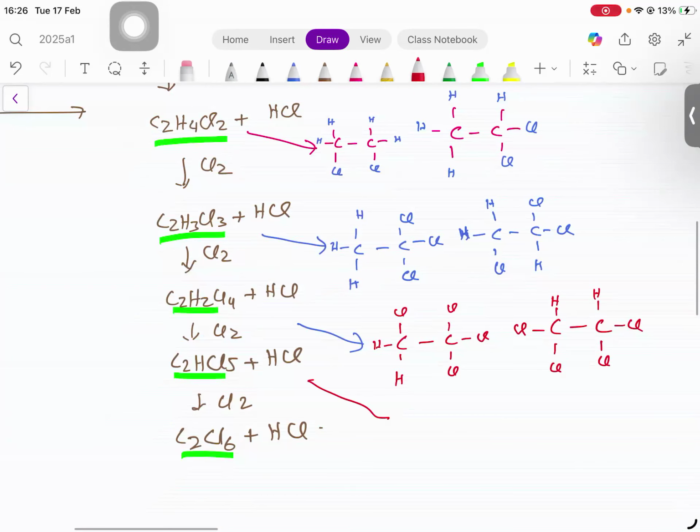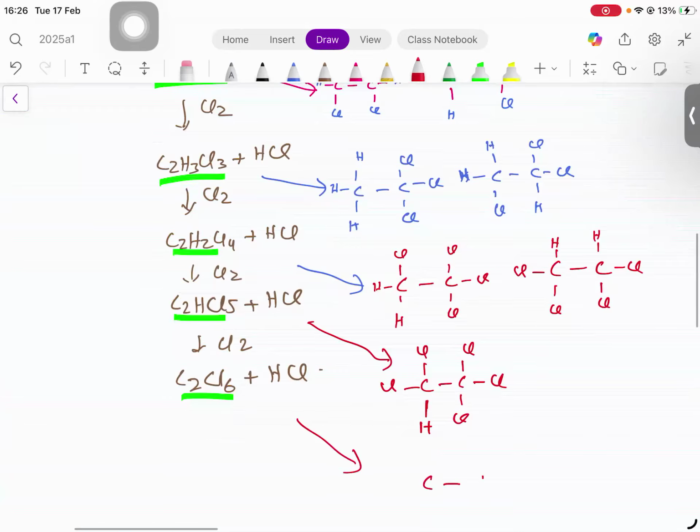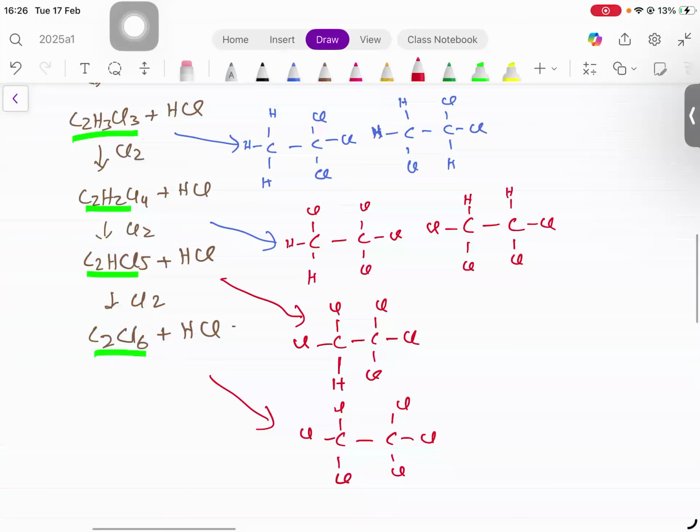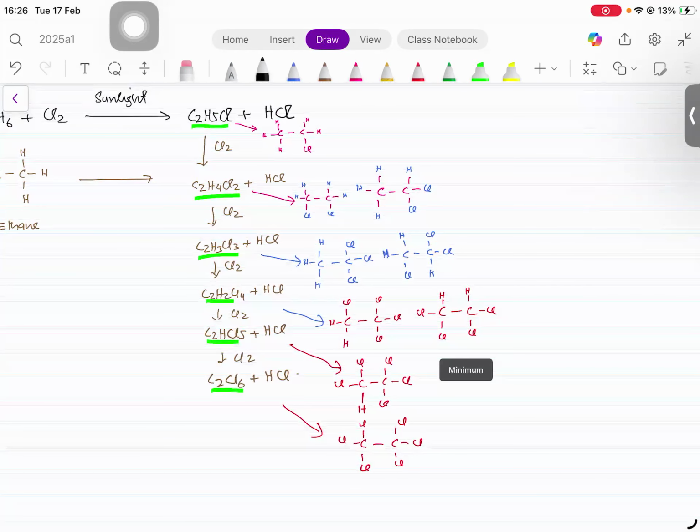What about C2HCl5? This will not have two. It will have only one: Cl here and two Cl there. So there is no other option available, right? There is no isomer for this. And finally, for this also there is only one: all Cl, C2Cl6. Why do you not have C4H10? Sorry? C4H10? No, for this only. I told you the products with Cl only.